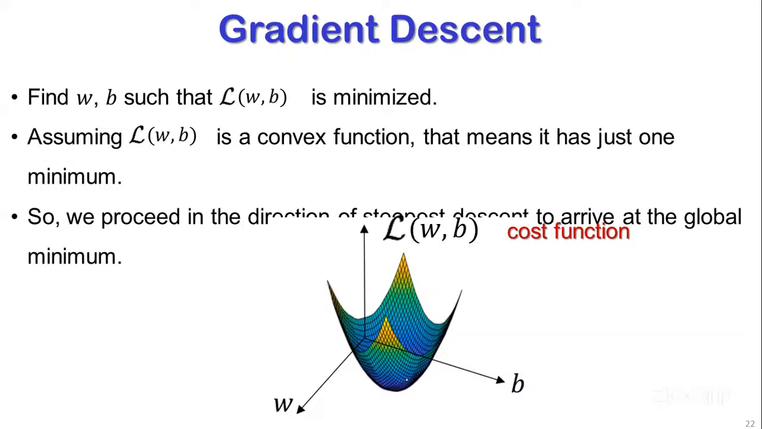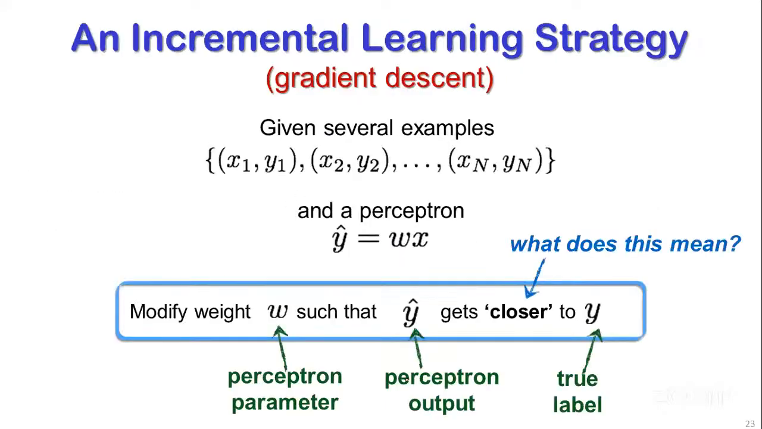Is it clear up to this point? Right? So this is your cost function, you can say the weight vectors, okay? Now let us see our incremental learning strategy, or how gradient descent works, right?